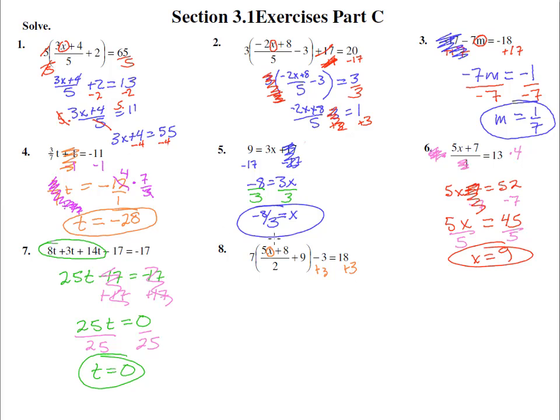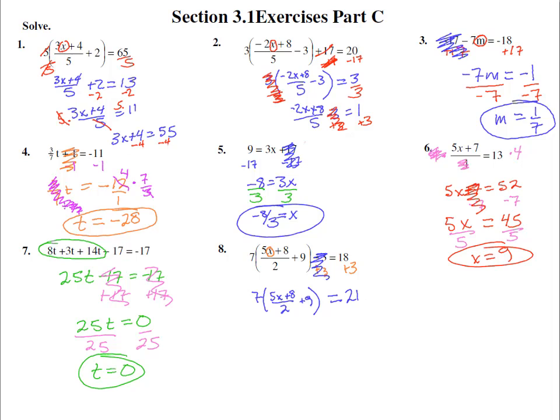So that will give us 7 parentheses 5x plus 8 all over 2 plus 9. The minus 3 and the plus 3 on that left-hand side of the equation go away, and 18 plus 3 on the right-hand side of the equation is now a 21.